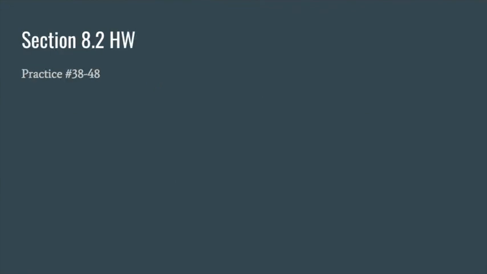Section 8.2, your homework assignment is out of the practice section, 38 to 48. You may not need to do all of those. Just do however much you think you need in order to get comfortable with creating confidence intervals and also interpreting confidence intervals for means when we do not have sigma. So let me know if you have any questions on this.